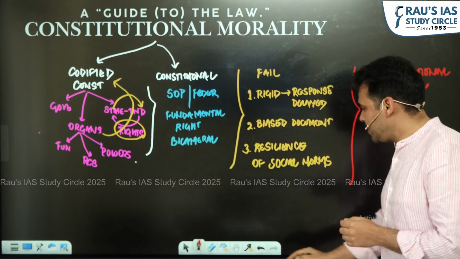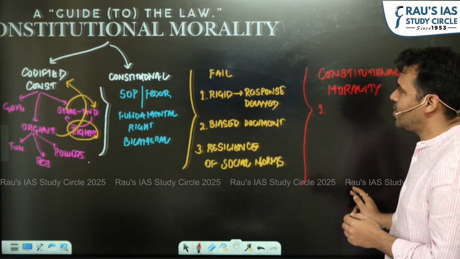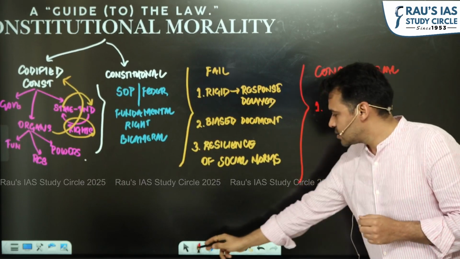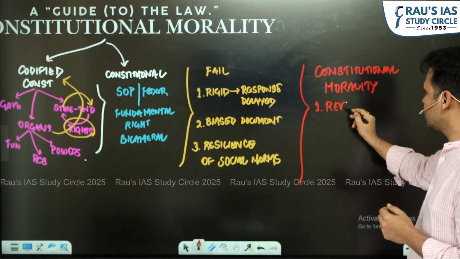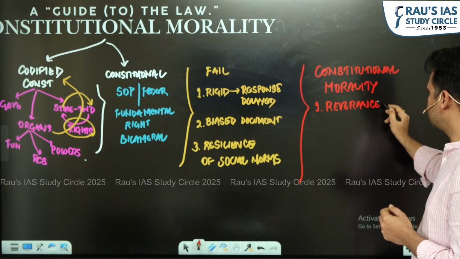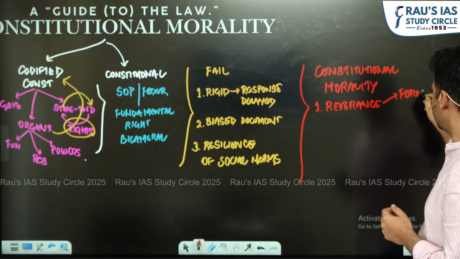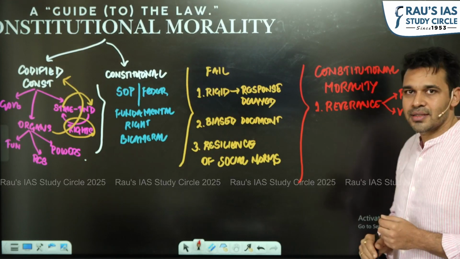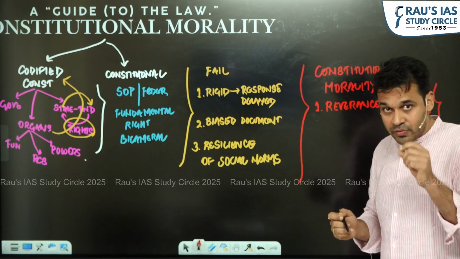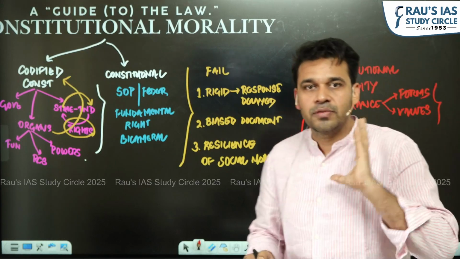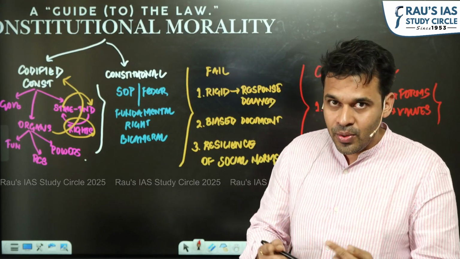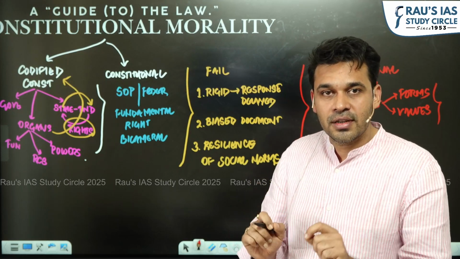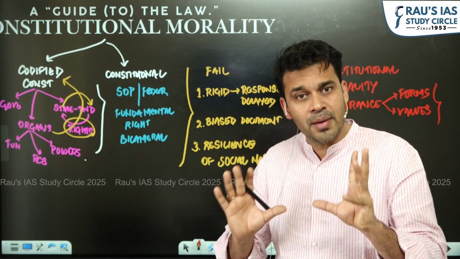Because if people do not have reverence, if people do not have respect, it will not survive. So utmost reverence to the forms and values enshrined in the constitution. How do we do that? First, make the people aware of the values of the constitution, and then slowly and gradually try to induce this consciousness as to how these values of justice, equality, liberty, fraternity are important. I am talking about only the main values.